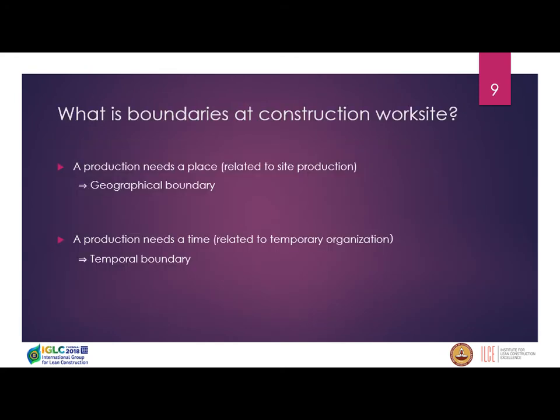Next, we consider organizational waste. When we explore it, we think about what the boundaries are at the construction work site, from two peculiarities: site production and temporary organizations. For site production, geographic boundaries are established because production needs to be placed naturally. For temporary organization, temporal boundaries are established because production needs time.